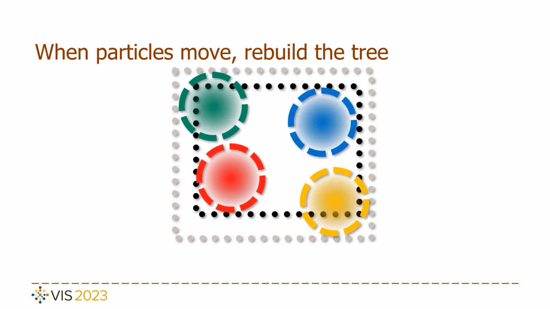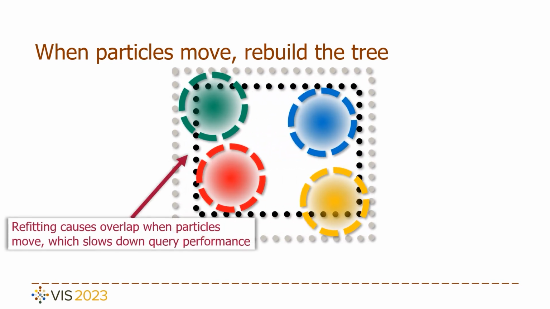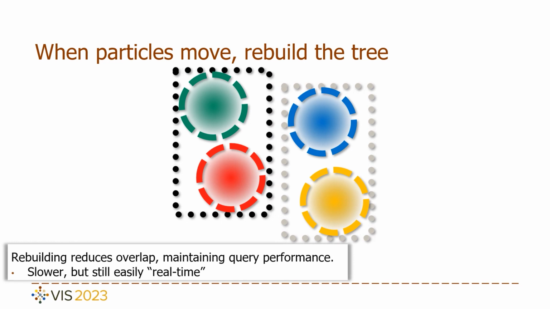Then, when particles move, we recommend rebuilding these trees over refitting them. Refitting causes internal nodes to overlap when particles move in different directions, and this overlap slows down our query performance. On the other hand, rebuilding the trees reduces this overlap, and it maintains good query performance. The tree rebuilding is slower than refitting, but both are easily real-time thanks to GPU acceleration.